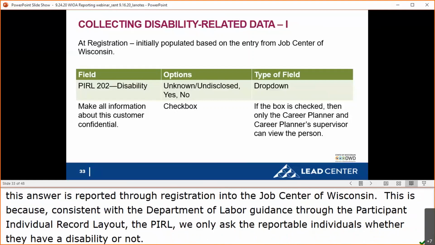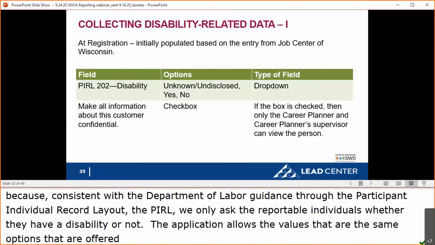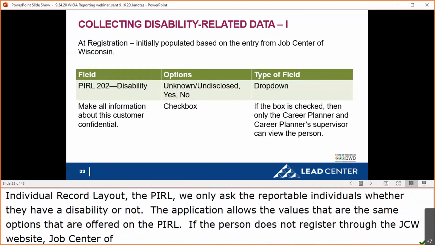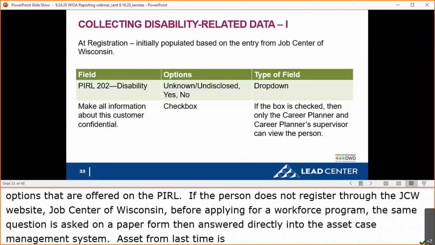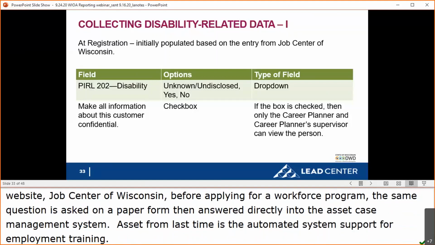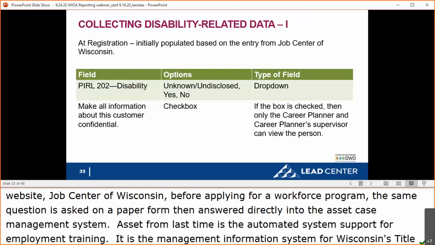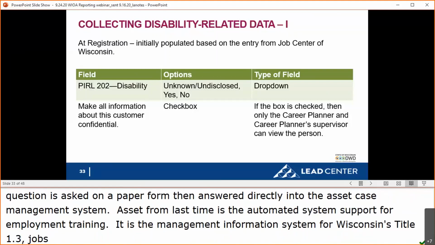The application allows the values that are the same options that are offered on the PIRL. If the person does not register through the JCW website, Job Center of Wisconsin, before applying for a workforce program, the same question is asked on a paper form and then entered directly into the ASSET case management system. ASSET, from last time, is the Automated System Support for Employment Training. It is the management information system for Wisconsin's Title I, Title III, Jobs for Veterans State Grant, Trade Adjustment Assistance Act, and a couple of other state programs.